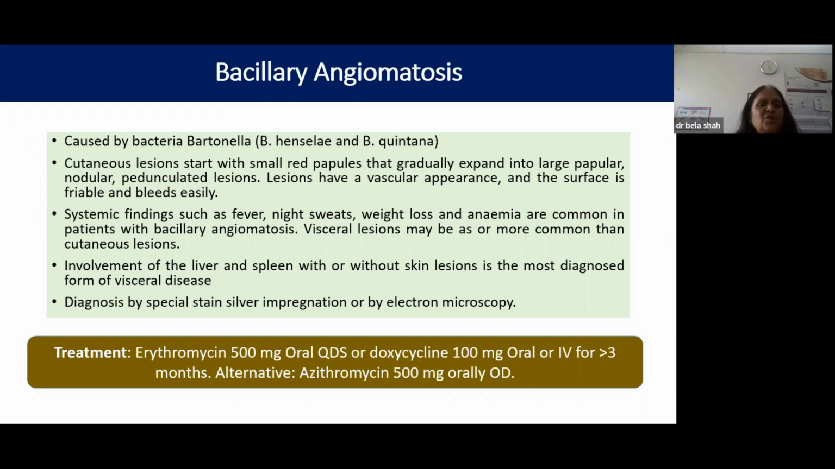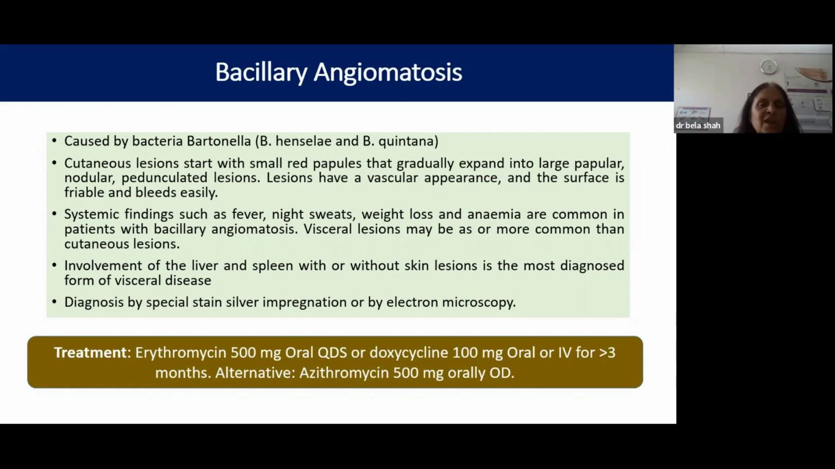Typically, there will be red macules initially that will grow in size and become papules, and it can become a large nodule or even pedunculated. They have a vascular appearance. That means they have a red appearance, and at times they bleed easily and are friable. Patients can develop fever, night sweats, weight loss, anemia also, and even visceral lesions.